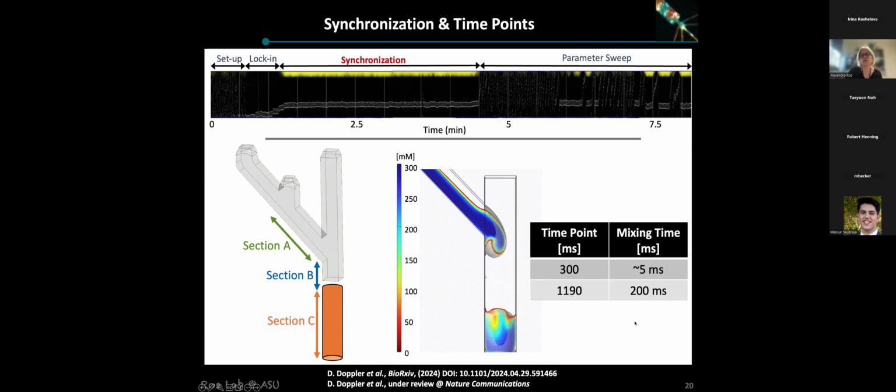We were able to achieve, or to measure, time points of around 300 milliseconds and another of 1200 milliseconds in this experiment. And we determined through numerical modeling that we have a mixing time of about 5 milliseconds for the shorter time point, about 200 for the larger time point.